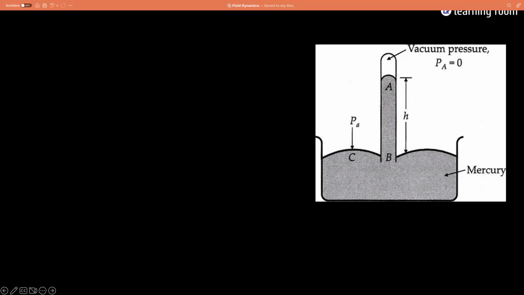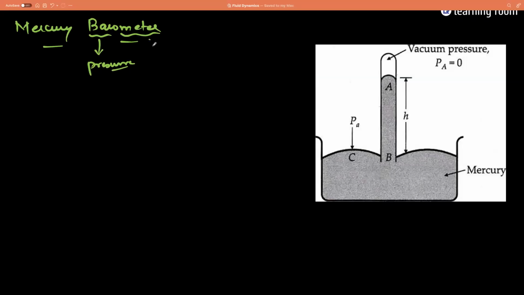So write down the heading as mercury barometer. Okay, so this is going to be the next topic. As the name suggests, bar is a unit of pressure and meter is a device which is used to measure the value. So if we are able to think of a device which is able to measure the pressure at a particular point, then we can call it a mercury barometer. Mercury is a substance that is used in this particular measuring device.